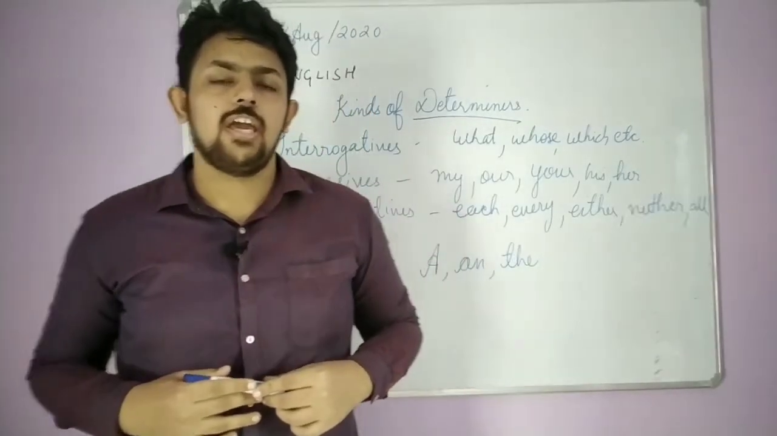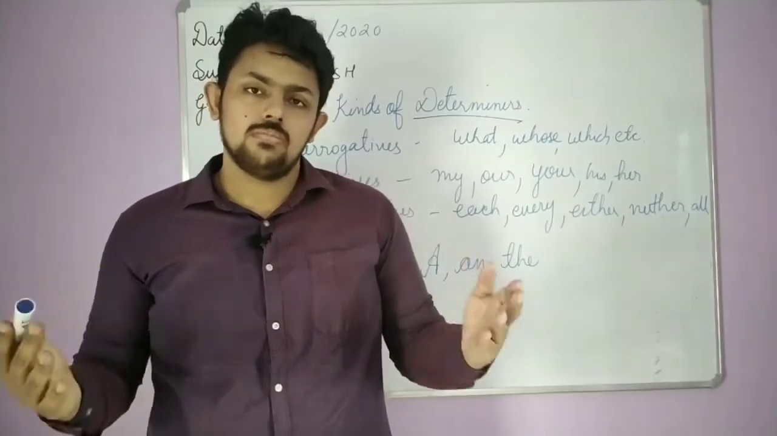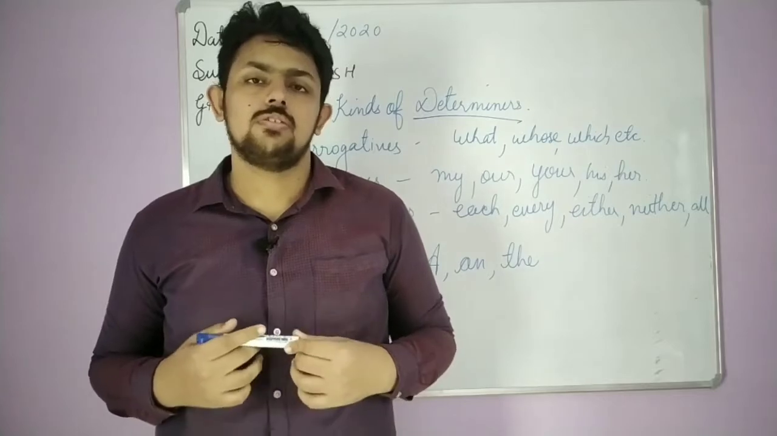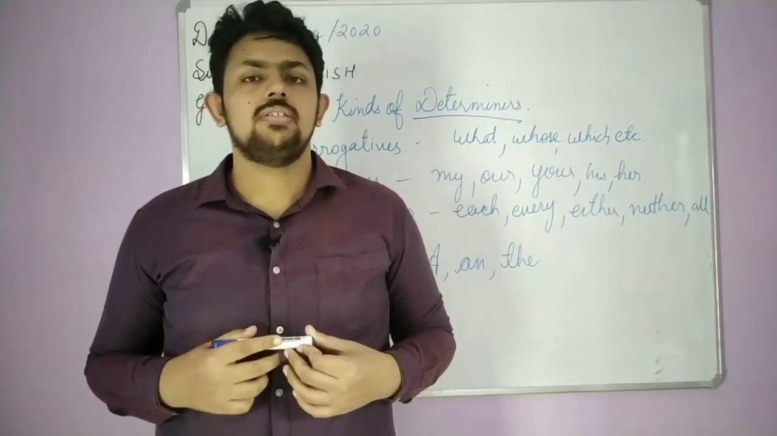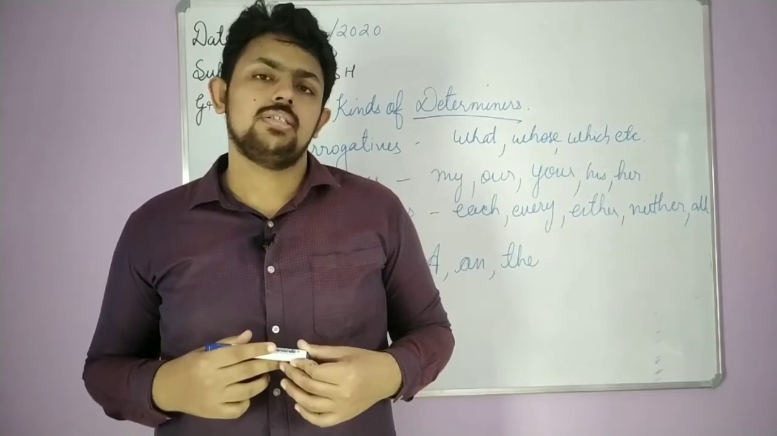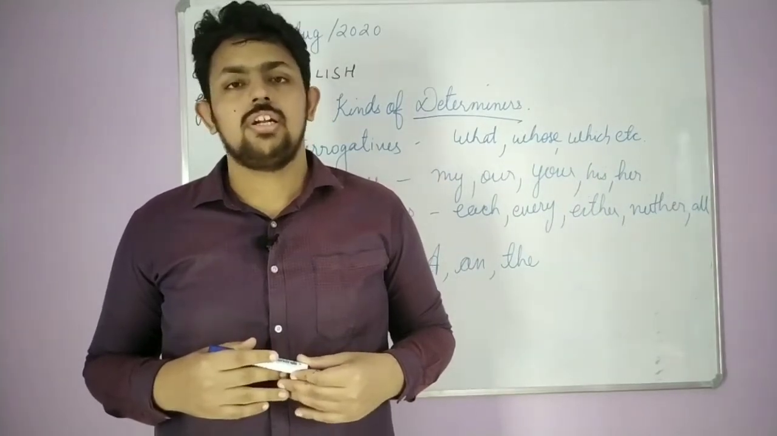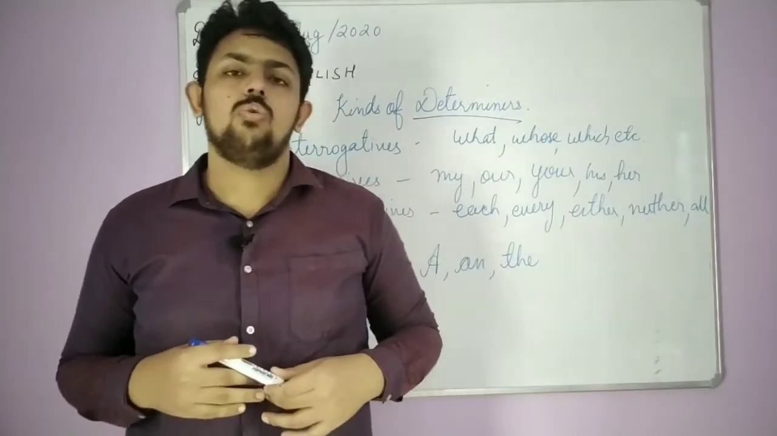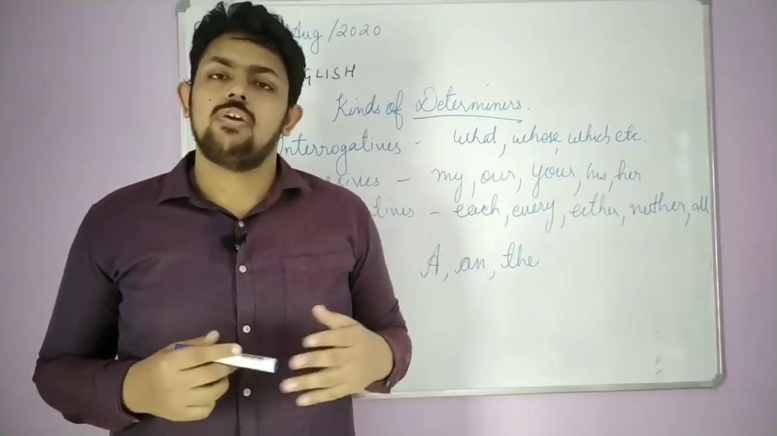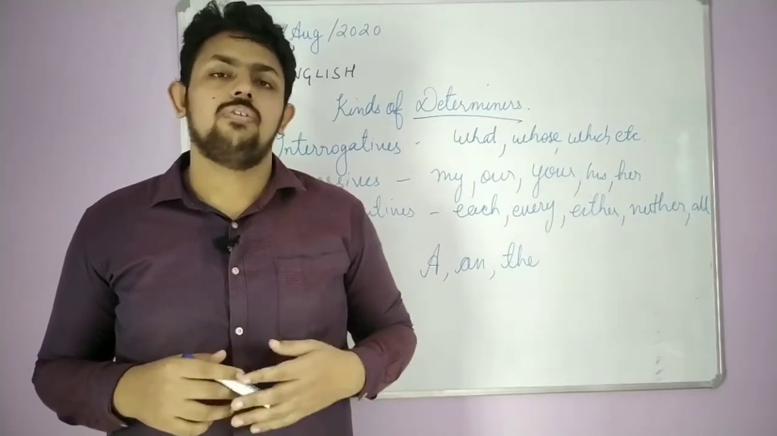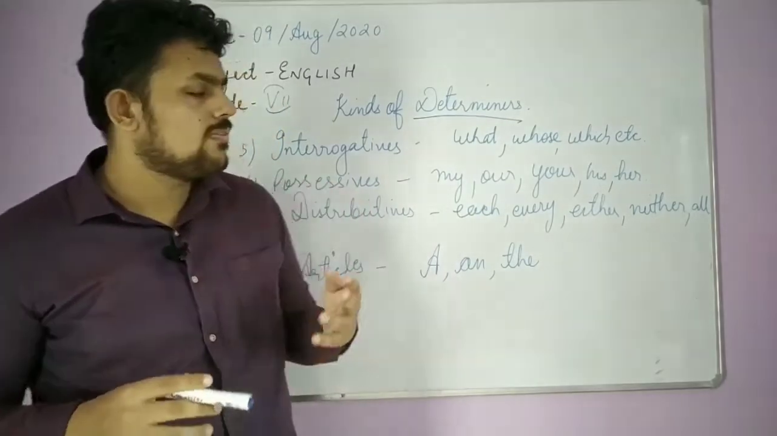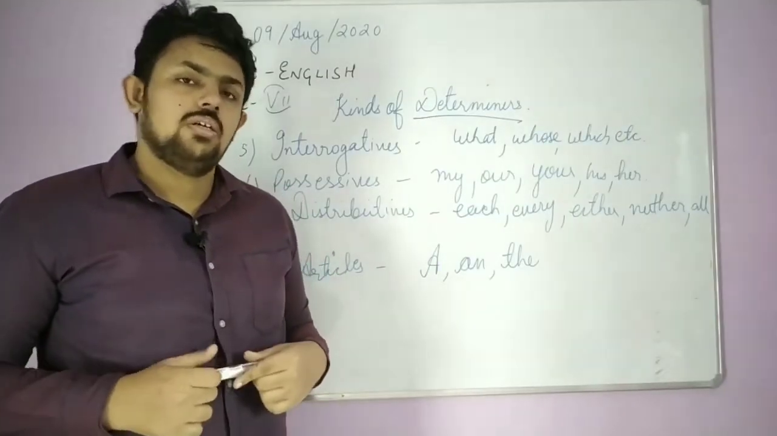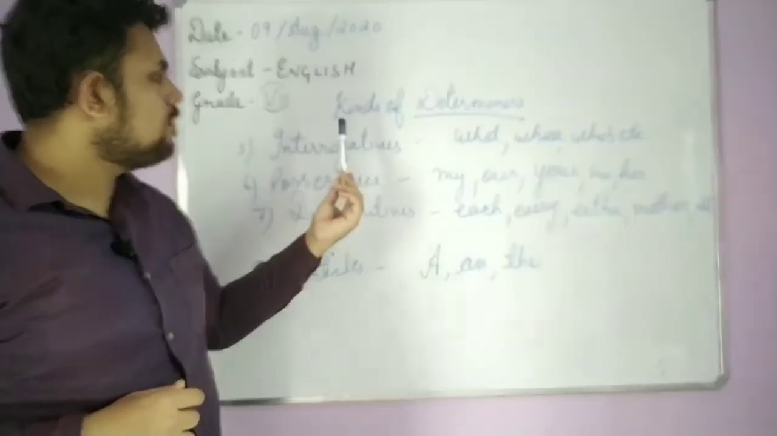So now here we have the last 4 kinds of determiners. We have already discussed the first 4: the quantifiers, the graded quantifiers, the numbers and ordinals, and the demonstratives. Now we will see the next 4 kinds of determiners.